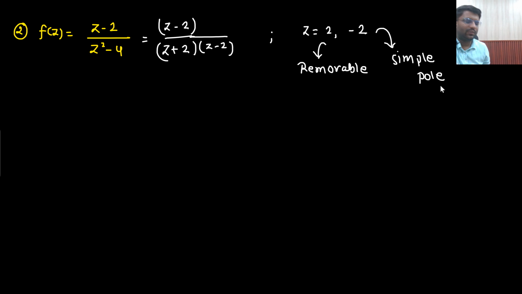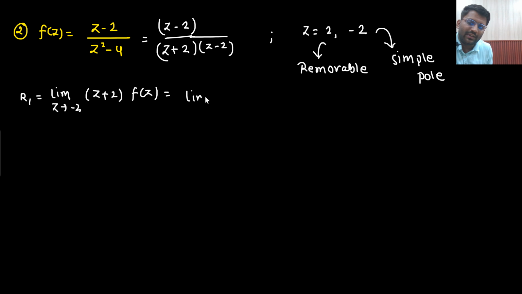So first I will find the residue for the simple pole. The residue would be the limit as z tends to minus 2 of (z plus 2) f(z). The z plus 2 you will remove, and what you get is (z minus 2) upon (z minus 2). What is the answer? The answer is 1. This is the residue you are getting.